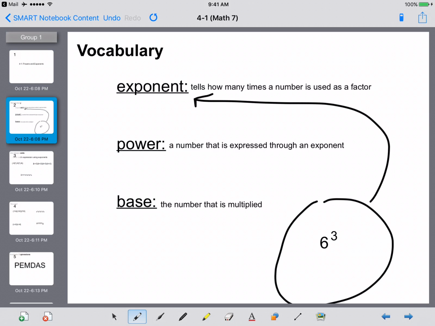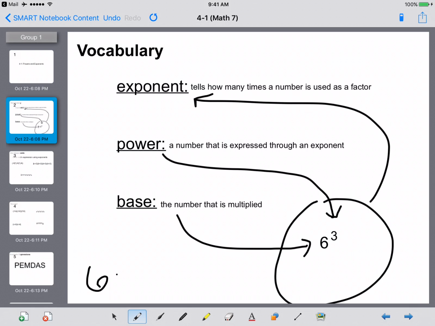A power is the number that is expressed through an exponent. So the little number that's being brought to the power of is the power. So 6 to the power of 3. And then your base is the number that's being multiplied. So 6 is our base. In this case, 6 to the third is 6 times 6 times 6. So 6 being multiplied 3 times.